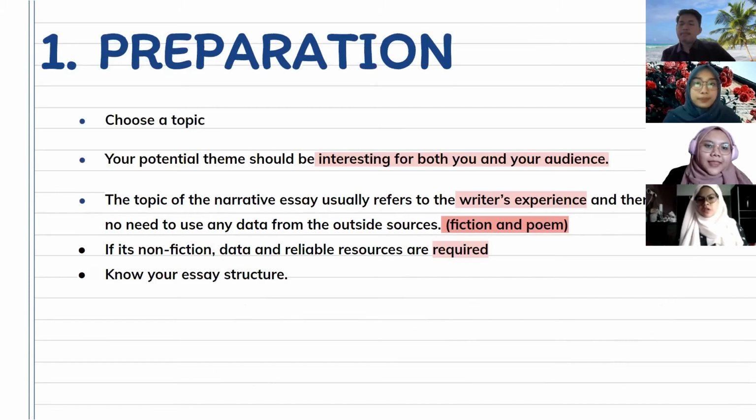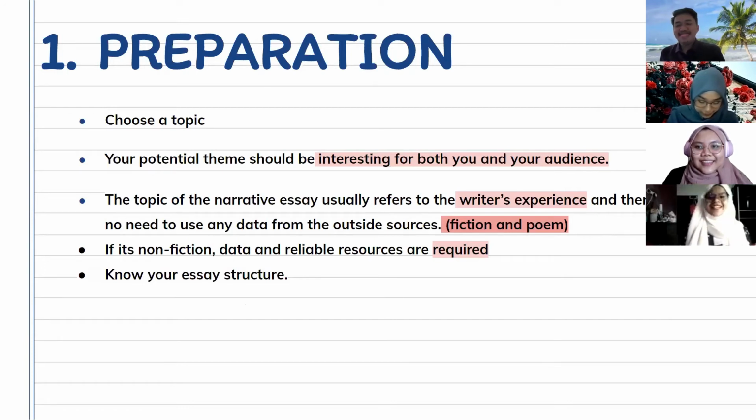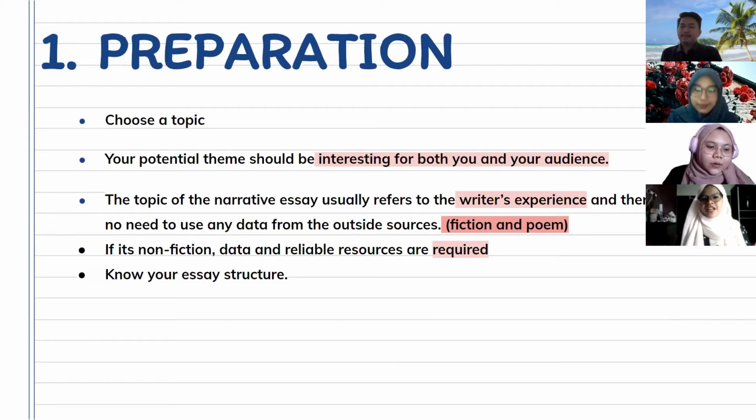Okay, how many steps do we have? 4. Can you list them down? First, preparation, and then writing process, and then editing. Yes, editing, and the last one? Proofreading. Sophia, what is the last one? Proofreading. Good. So you know the steps, and now I will elaborate on each step.